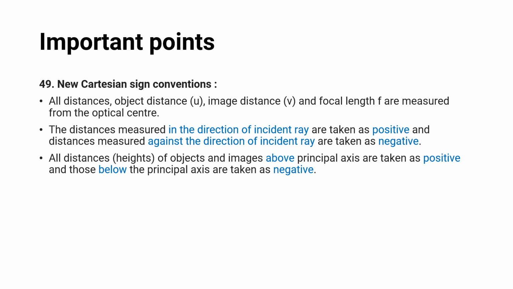New Cartesian sign conventions. All distances, object distance u, image distance v and focal length f are measured from the optical center. The distances measured in the direction of incident ray are taken as positive and distances measured against the direction of incident ray are taken as negative. All distances or heights of objects and images above principal axis are taken as positive and those below the principal axis are taken as negative.